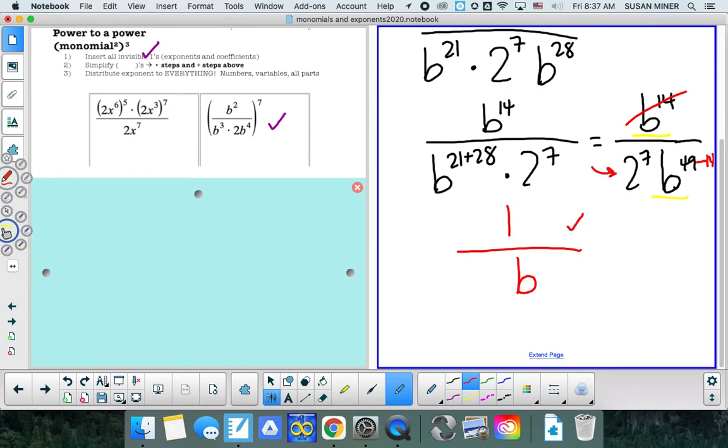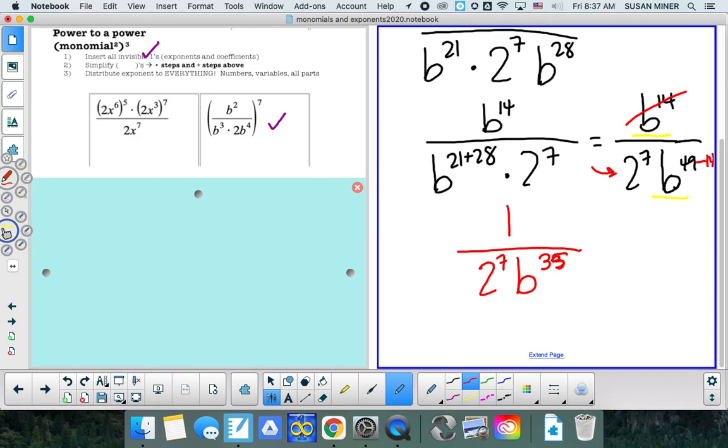I've got to have a numerator and I've got to have a denominator. So when everything cancels out of the top, I'm going to put that 1 back in there. Everything kind of went to 1. That's what we are doing when we cancel something out. And so I'm going to end up with 2 to the 7th in the bottom, b to the 49 minus 14, and that's going to give me the b to the 35.